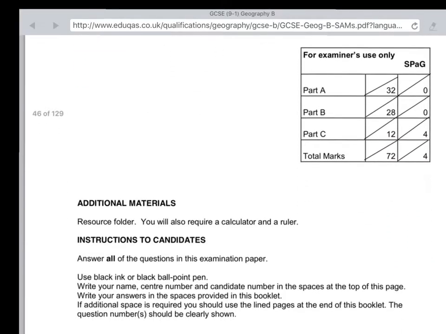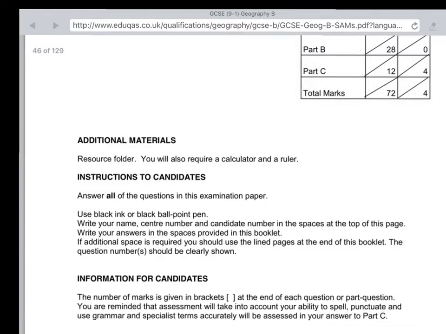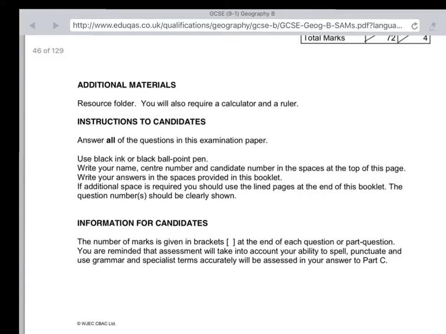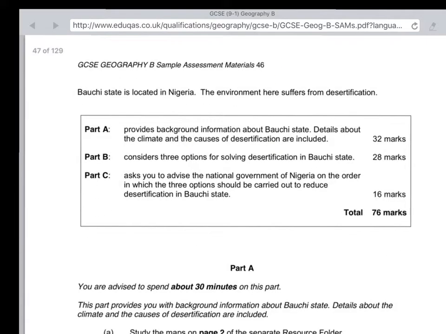Now, if we just scroll down a little bit, we'll get to this point. It's worth noting that you do need a calculator and ruler. I know some of you didn't turn up with a calculator for the last paper. You will need one for this one. You also need to make sure you've got black pens, and you should be absolutely fine. That should be the only equipment you really need.